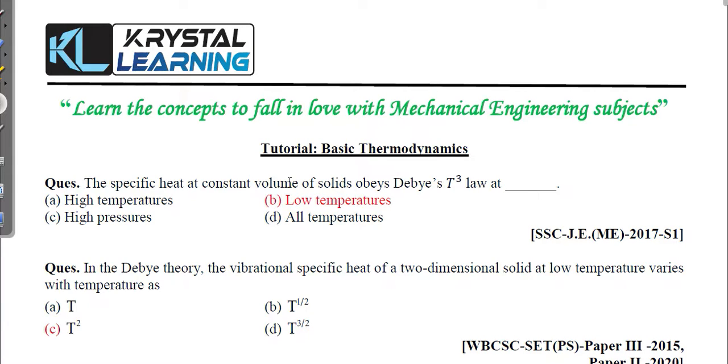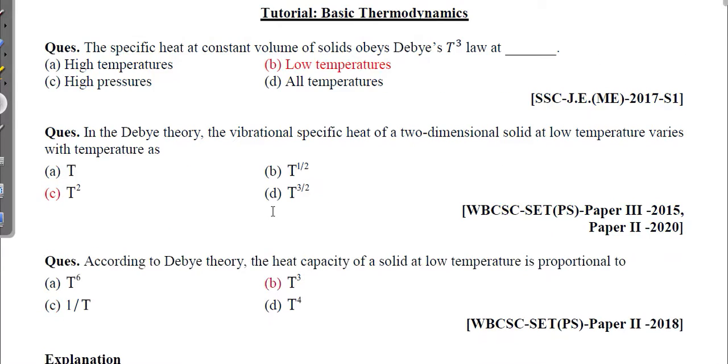The question says: the specific heat at constant volume of solids obeys the T cube law at high temperature, high pressure, low temperature, or all temperature. The official answer key of SSC-JE initially said D, all temperature, which is not true. I don't know whether they corrected the answer in the final answer key because I don't have the final answer key. Initially it mentioned all temperature, which is wrong. The right answer is low temperature.